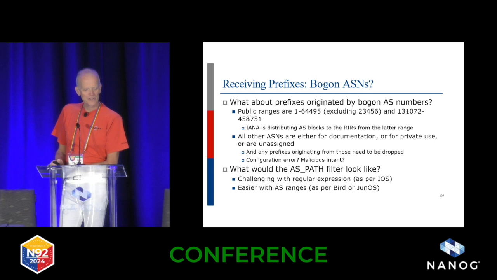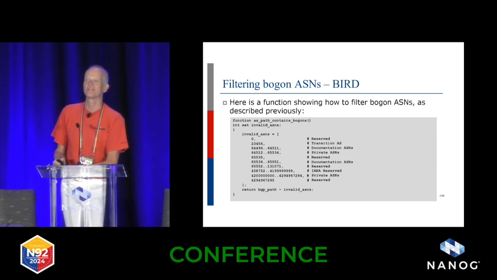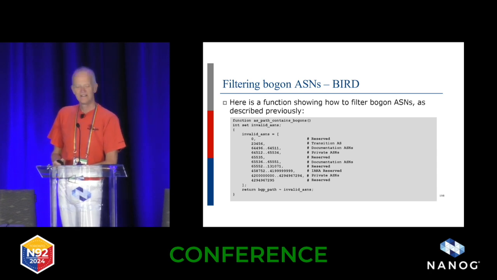Well, I thought I'd do it for fun. If you're using something like BIRD, which is the most common route server daemon used at exchange points, it's actually pretty easy. This is lifted from IXP Manager. It's the config that IXP Manager puts on BIRD, and that will filter the AS numbers to only allow the public in-use range. Nice and easy in BIRD.